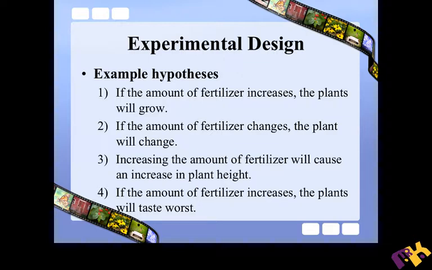And then finally, "If the amount of fertilizer increases, the plants will taste worse." Worse. I should have put worse, huh? Yeah, that's going to be rather subjective, isn't it? I mean, you grow carrots with and without fertilizer, and then maybe the person that you have taste test them doesn't like carrots, or maybe they like the fertilized carrots. I don't know. So we have to be careful and critical and really evaluate how we set up our hypotheses. All right, so those are some examples to think about as we move forward.